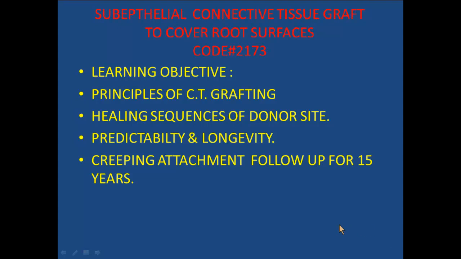The subepithelial connective tissue graft to cover root surfaces. The code number of this patient is 2173. The learning objective is how to learn the principles of connective tissue grafting, the healing sequences of the donor site, predictability and longevity of the connective tissue graft, and the creeping attachment phenomena with a follow-up for 15 years.